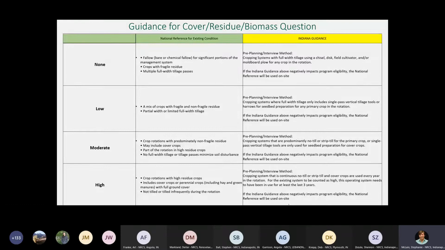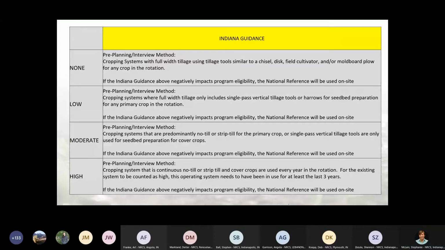So we made sure that the Indiana guidance was the same for all of those categories. We're going to go into that in a little bit more detail. When you're in a none category, we're talking about full width tillage in these cropping systems. We listed some implements there, but that's not an all-inclusive list. Then we take that disturbance out as we move up higher and higher to the upper categories. So again, here's this guidance. I just zoomed into it: none, low, moderate, and high. And that's the guidance that we've identified here.